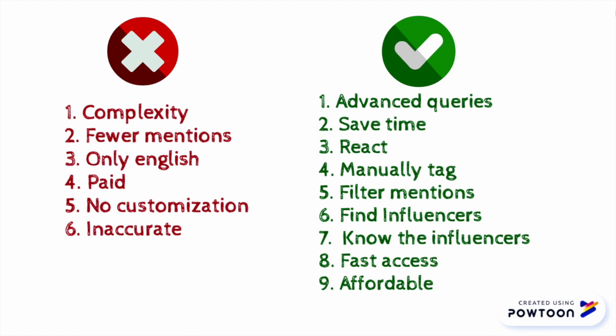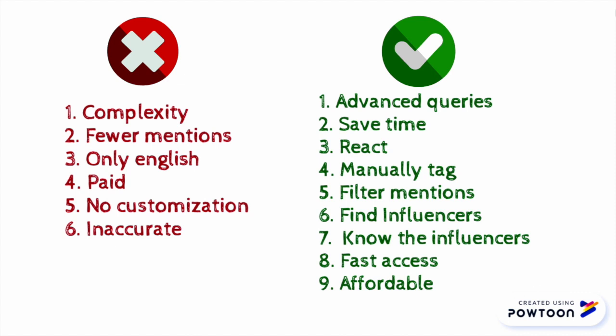And now, advantages. 1. The Boolean search mode allows you to create advanced queries to get more precise results. 2. Saves time eliminating those that don't give any relevant information or are too generic. 3. It's useful to identify negative mentions and react quickly before they cause any damage. 4. You can manually tag each mention to a sentiment. 5. You can filter mentions by source, sentiment, or time period.